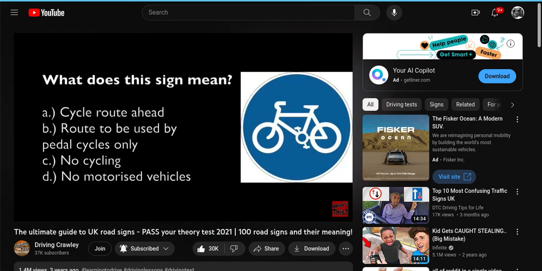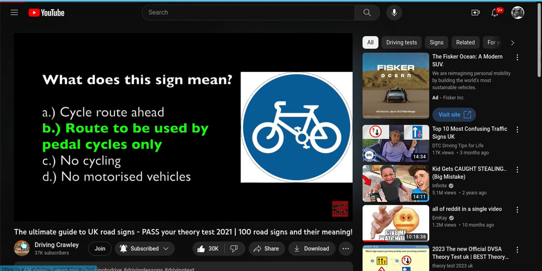Another picture of a bicycle, so it's going to be something to do with bicycles. It's a blue circle this time. So this is something you must do, so you must be a cyclist. So the most likely option is a route to be used by pedal cycles.